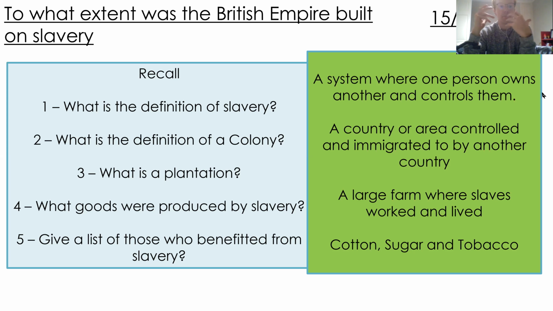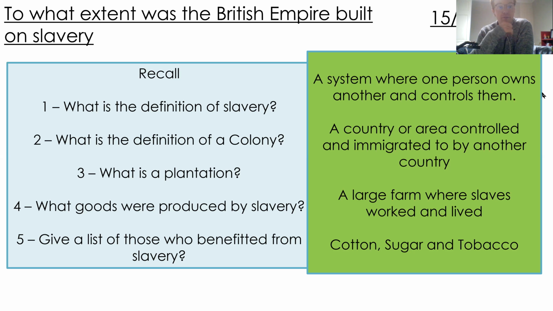So if the British Empire controls Sierra Leone or India, India is the colony because it is controlled by the empire and people move to it from Britain. What is a plantation? This is a large farm where slaves worked and lived, and the goods created were cotton, sugar, and tobacco, and they're really important because they make a huge amount of money for Britain. We'll look at that today.